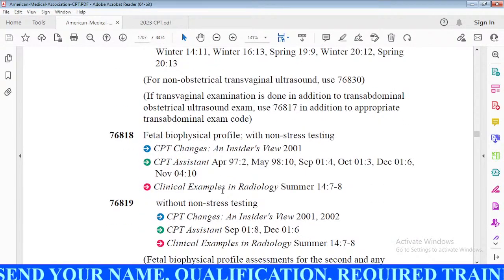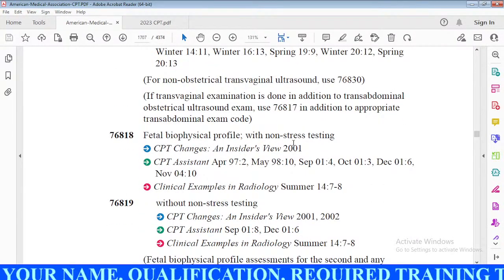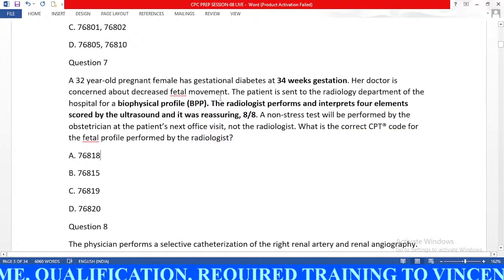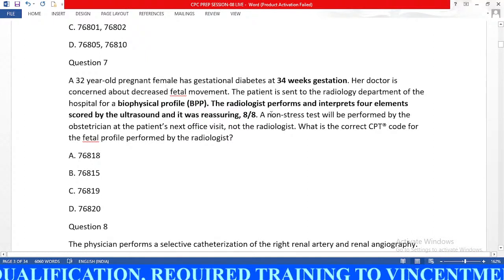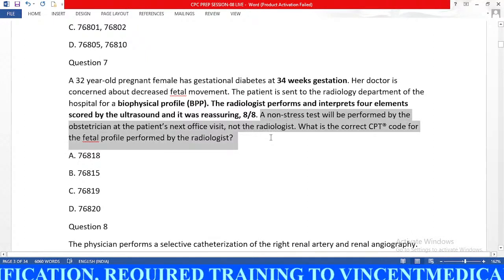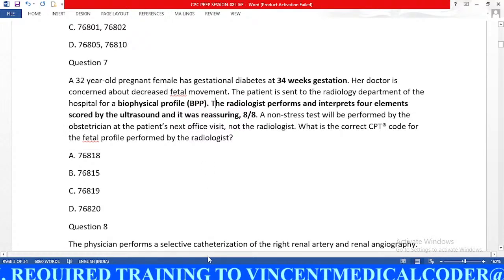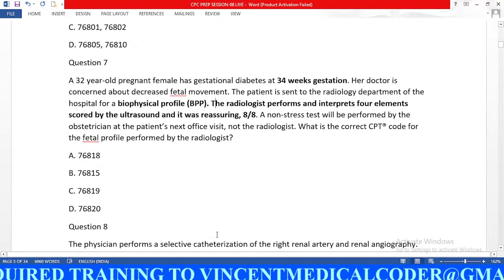So what is this? Fetal biophysical profile with non-stress testing. Here there is no mention of stress testing in the current visit. You do not need to think about future events; you need to think about the current one. Here there is no mention of stress testing.